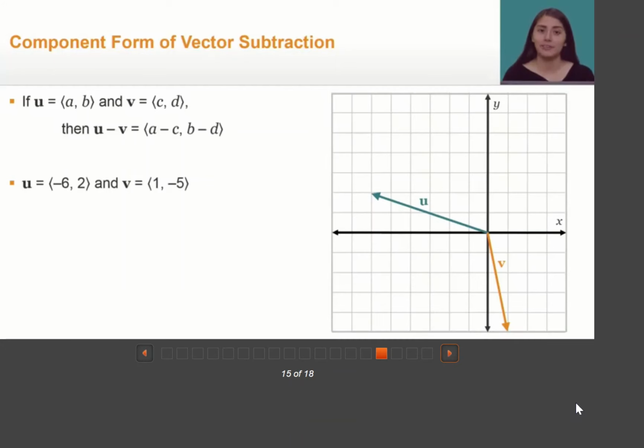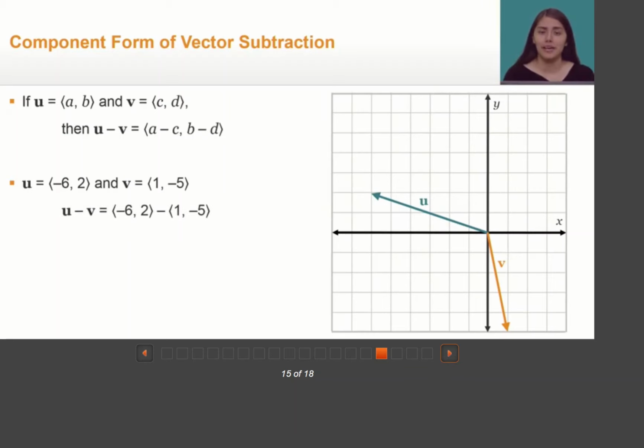We can also subtract vectors algebraically in component form. Given u is equal to a, b and v is equal to c, d, we know that u minus v is equal to a minus c, b minus d. Let's look at vectors on this plane. u is equal to -6, 2, and v is equal to 1, -5. u minus v is equal to -6, 2, minus 1, -5.